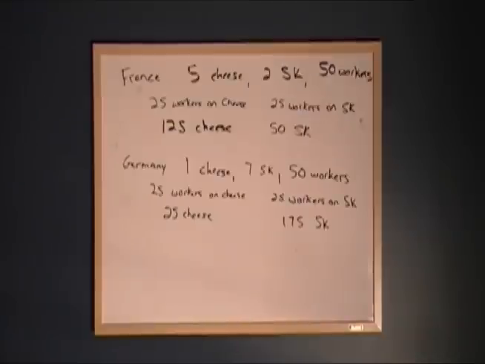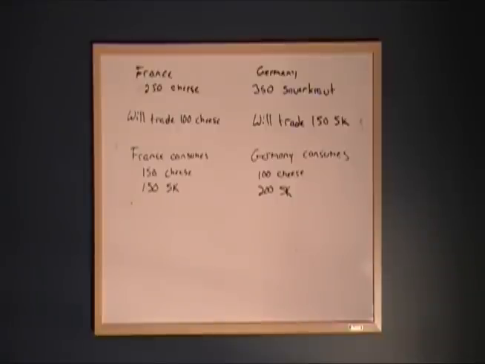But how about Germany? We know that they were able to produce and consume 25 wheels of cheese and 175 tubs of sauerkraut. Are they producing more and being able to consume more? Absolutely. So what we've just illustrated is, with absolute advantage, we can specialize in a good, produce a greater amount, and trade our excess to be better off.